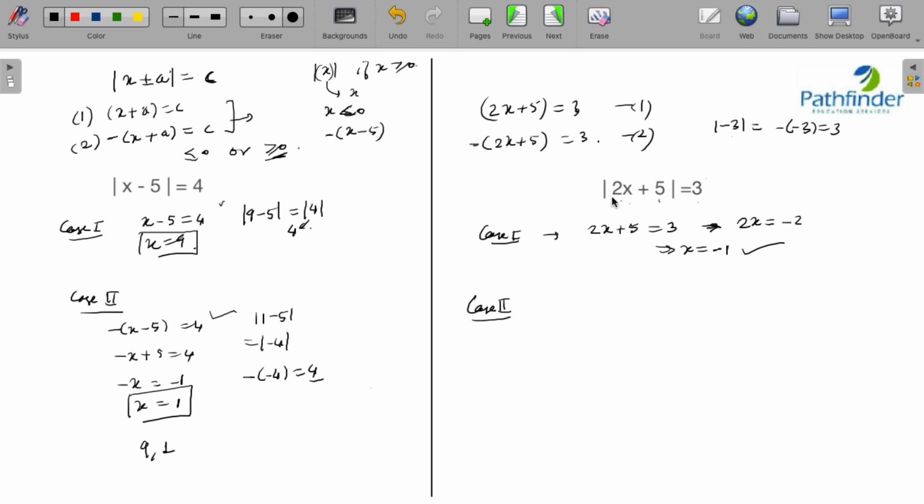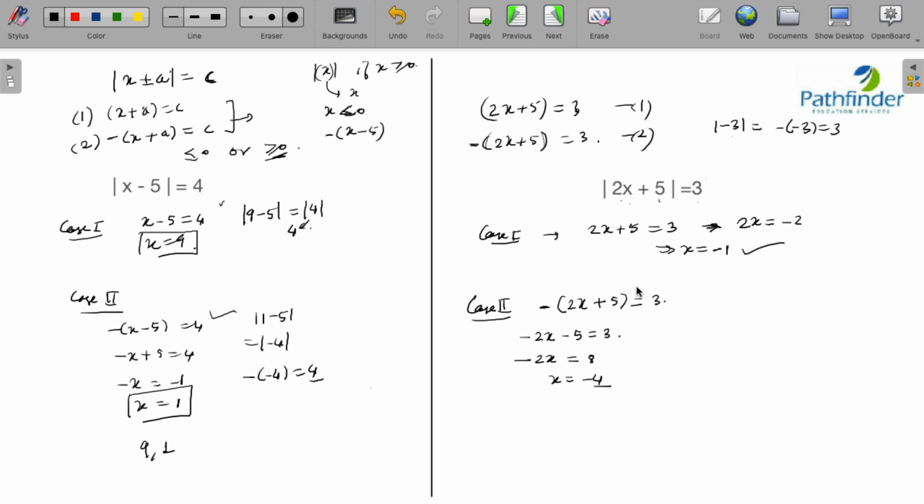In case 2, what we have to do is put a negative sign outside this 2x plus 5. So minus whole into bracket 2x plus 5 is equal to 3, which reduces to minus 2x minus 5 is equal to 3, which reduces to minus 2x is equal to 8, or x is equal to minus 4. So we get another value for x.